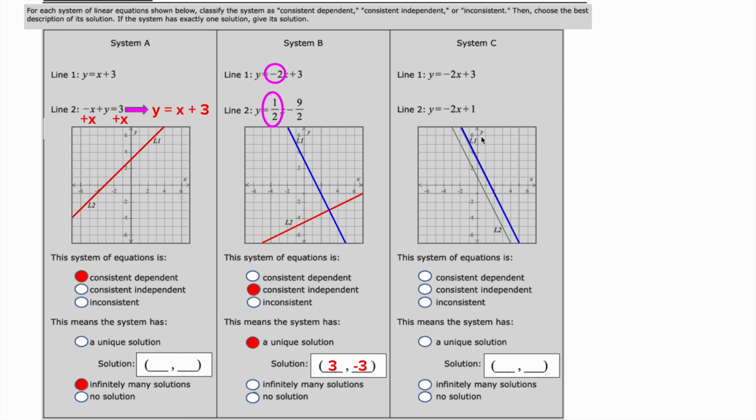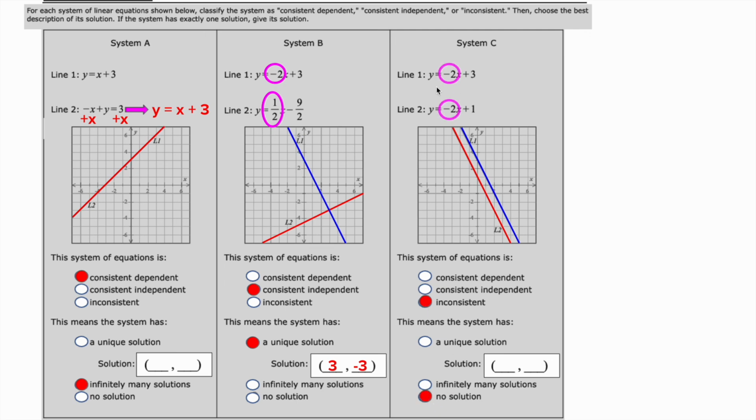All right, so now I have line 1 and line 2 here. So these are completely different lines, but they're going in exactly the same direction. So these are not consistent, meaning they do not interact with each other. They do look parallel. So they are inconsistent because they're never going to cross. So that means they are never going to have a solution.